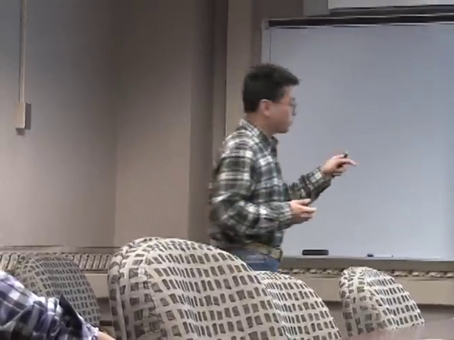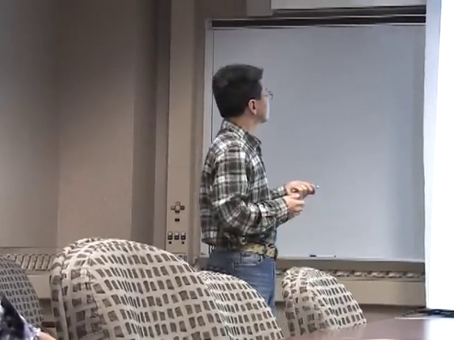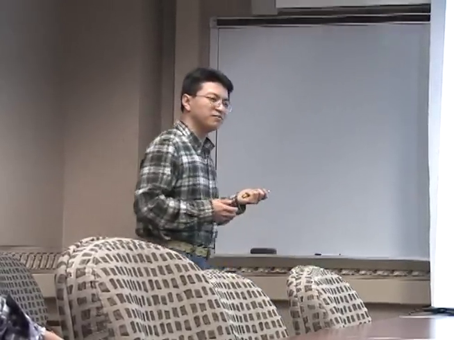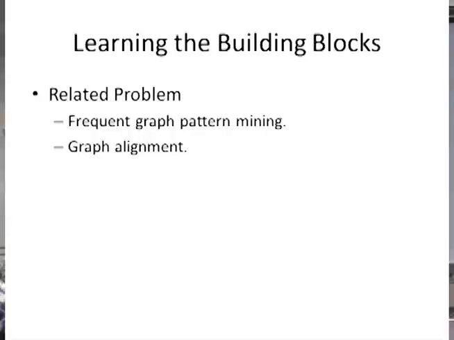Okay, so before we go to our formulation, we consider two problems related to the problem we are studying. The first is frequent graph pattern mining. Here we really try to learn the substructures, subgraphs, from the big giant graph, and we hope that the frequently appearing subgraphs are captured. So this is why it is related.